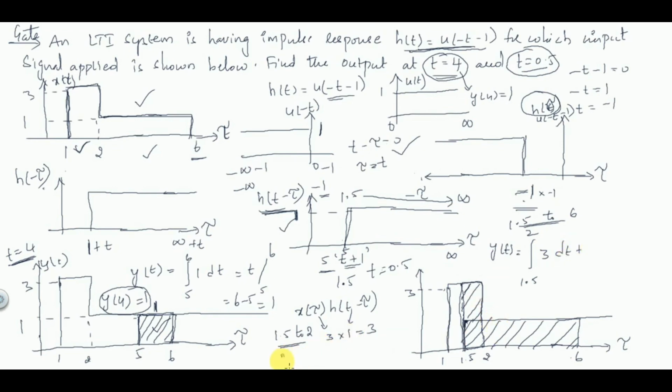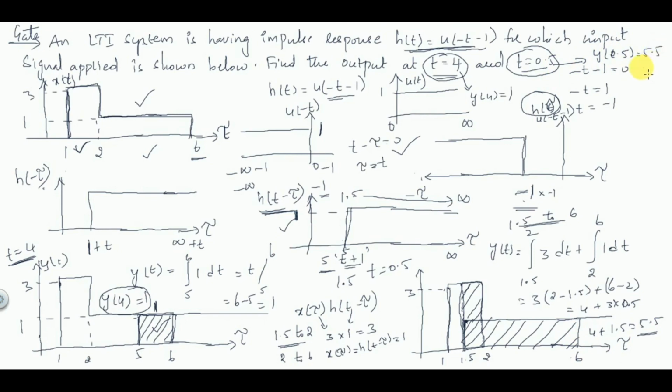Plus from 2 to 6, the x of tau value is 1 and the h of t minus tau value is also 1. So 1 into 1 will become 1 only, from 2 to 6. It is 1 dt. So 3 into t, where t will be 2 minus 1.5, plus 6 minus 2. So it will be 4 plus 3 into 0.5. So 4 plus 1.5, which is equal to 5.5. So this is the answer. So at t is equal to 0.5, y of 0.5 is equal to 5.5.